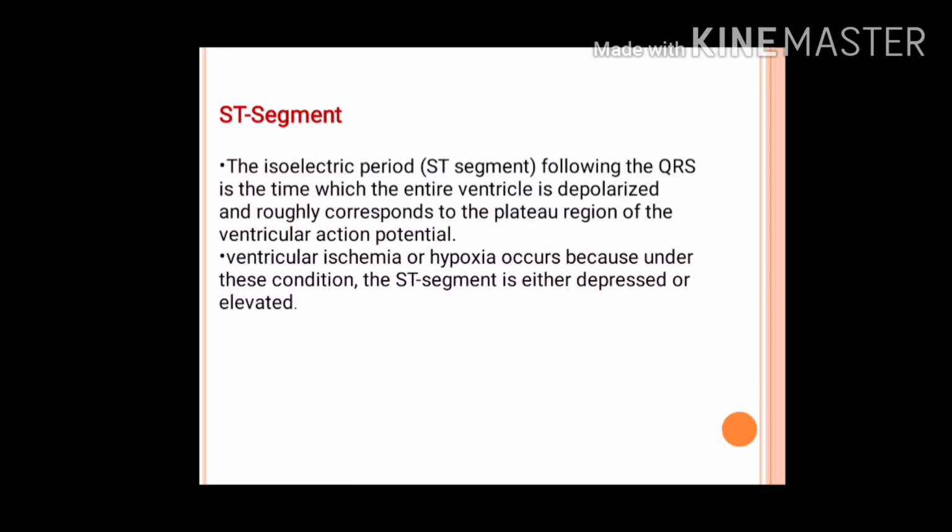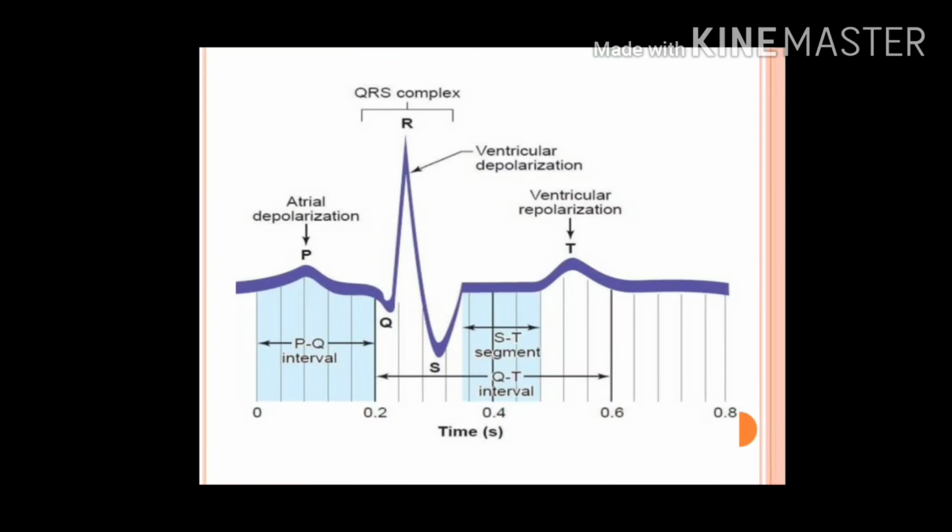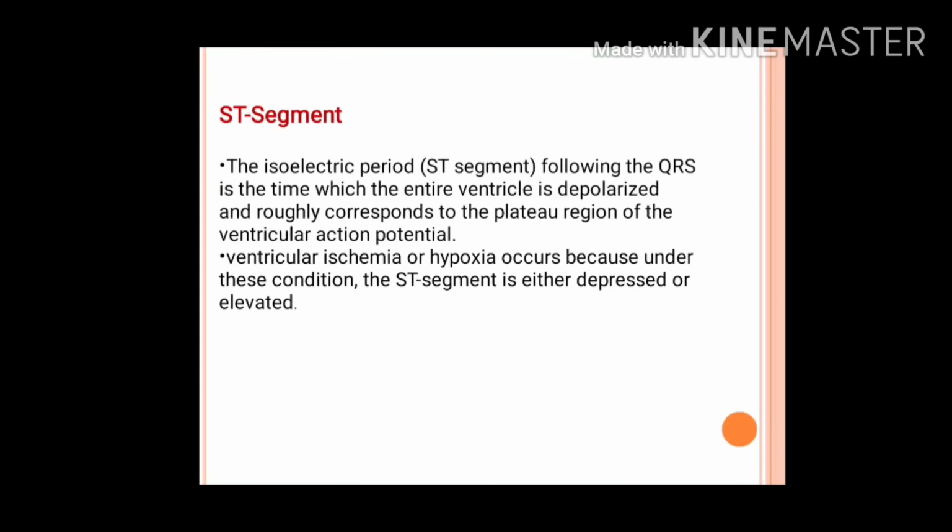Next, we have the ST segment. So you see, after this, from S to T, this segment is called the ST segment. This ST segment is the isoelectric period following the QRS, and it is the time where the entire ventricle is depolarized, and it roughly corresponds to the plateau region of the ventricular action potential. Similarly, after P there was a depression, some isoelectric period. Same here. This is a time when the entire ventricle is in a depolarized state.